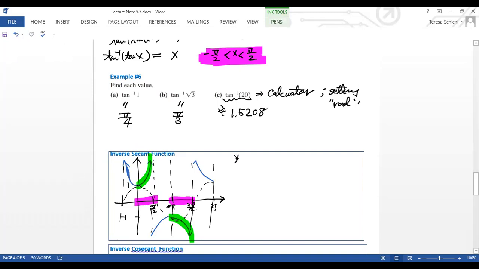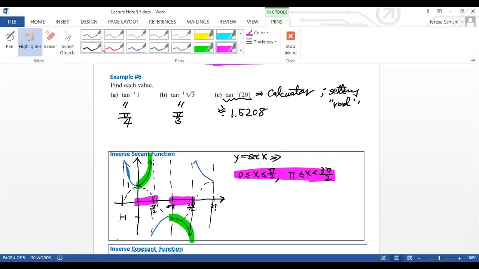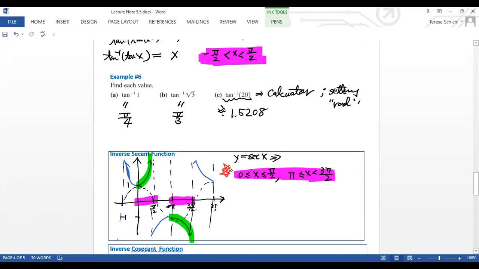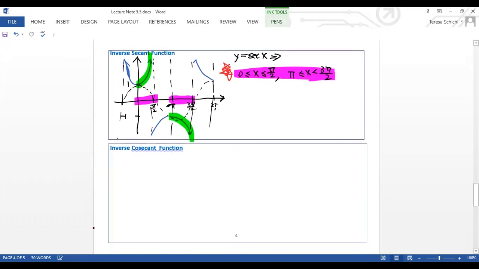So if I have y equals secant x here, my restricted domain is going to be what? I'm going to have two parts, right? x is from 0 to pi over 2, and x is from pi to 3 pi over 2, right? So be very careful here when you try to find the values. If you cannot remember, just make sure you remember the graphs here, okay? Let's take a look at the next one, the cosecant here.